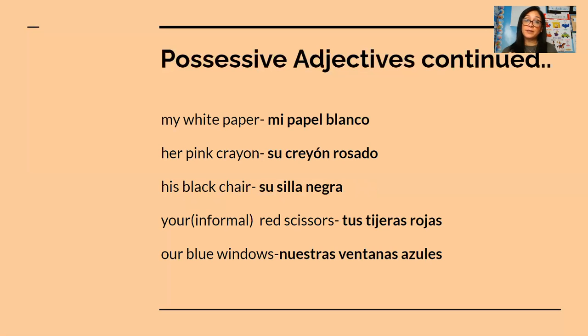Examples, my white paper, mi papel blanco. Her pink crayon, su crayón rosado. His black chair, su silla negra. Your informal, I'm talking to someone my age or younger, your red scissors, tus tijeras rojas. Our blue windows, nuestras ventanas azules. Don't forget to make your color plural as well.